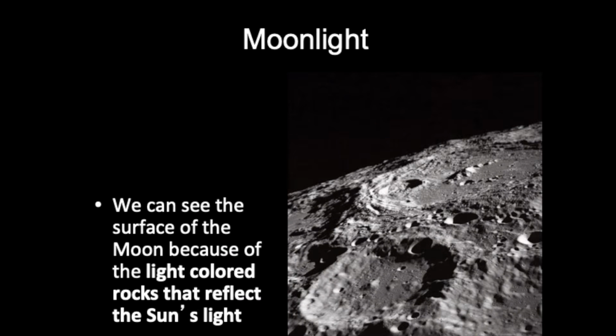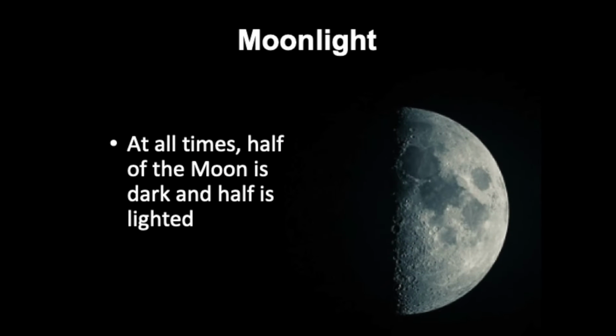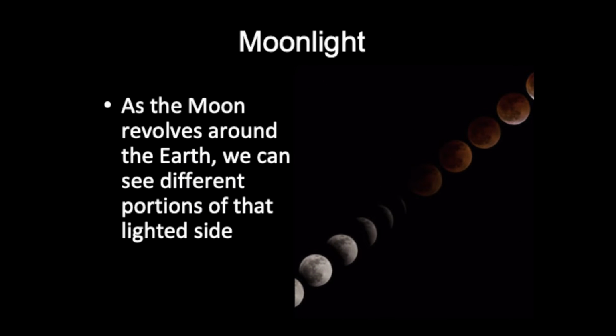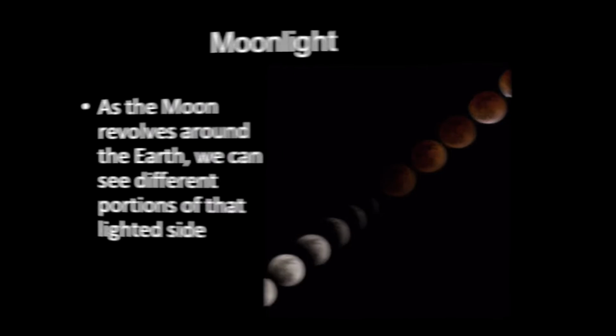The reason we can see the surface of the moon is because of the light that is reflected from the sun. Keep in mind that at all times, half of the moon is always lit up because the moon is round. So if we see half of the face of the moon, half of the other side is lit up as well. As the moon revolves around the earth, we can see different portions of the lighted side. And of course, this is what we call phases.